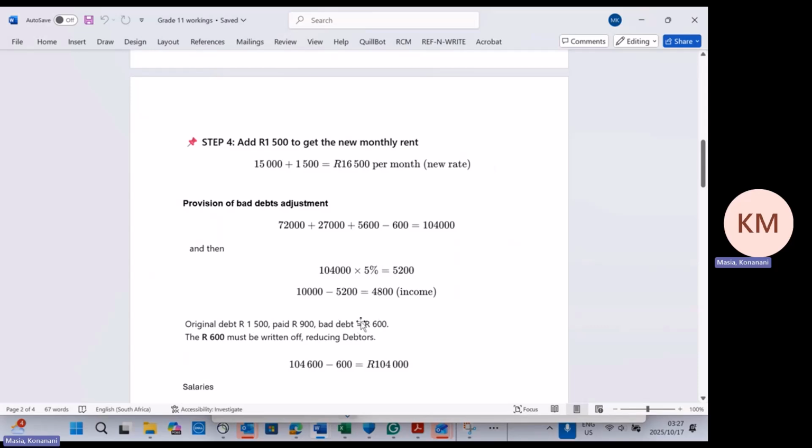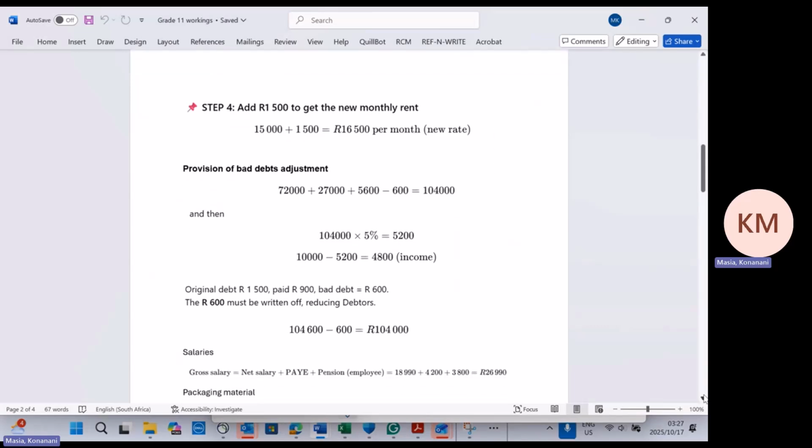Therefore, the bad debt now is 600. That's my calculation of adjusting that 600. Okay, it must be written off against what? Against your debtors. Hence, now you get 104, which you use to determine your 5% provision.